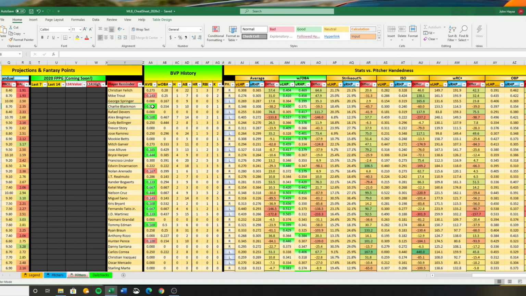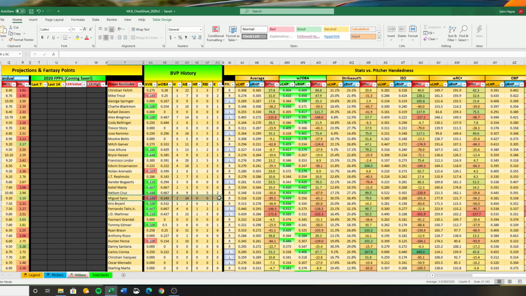So for example, Blackman, whoever he's facing, is batting .500. He's got a .554 wOBA, and he's 5 for 10 with 1 strikeout. So I look at that. That's good. It's only 10 at-bats. Typically, they're going to tell you you need 30 to 40 at-bats before it's something that's going to come into play. But lots of times, you don't have that many at-bats to work with, so it's just an indicator.